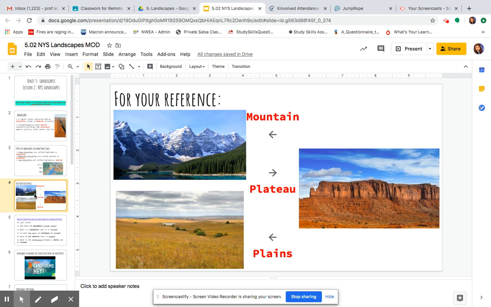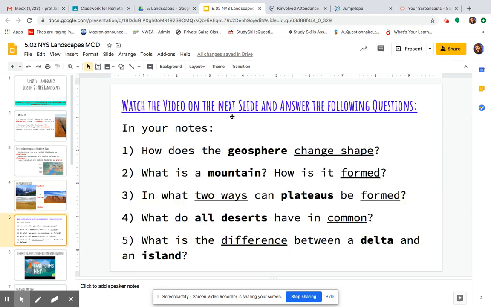Now we're going to watch a video on different types of landforms. But before we do that, we're going to take a look at the video questions. Here are our 5 video questions. Number 1, how does the geosphere change shape? 2, what is a mountain and how is it formed? 3, in what 2 ways can plateaus be formed? 4, what do all deserts have in common? And our last question, 5, what is the difference between a delta and an island?